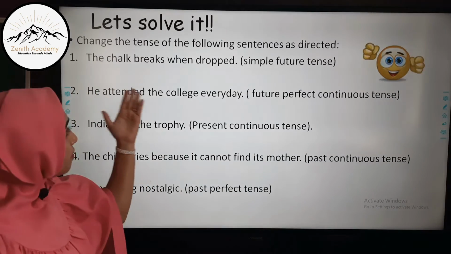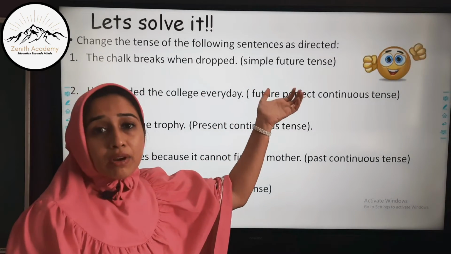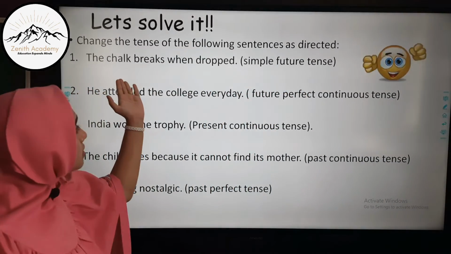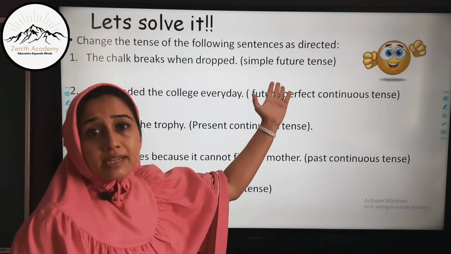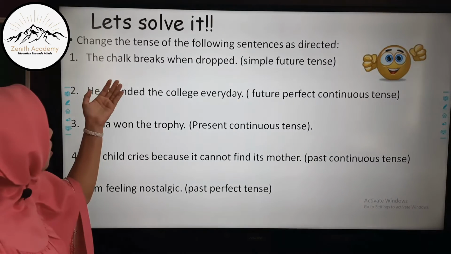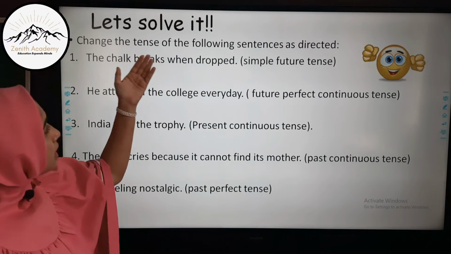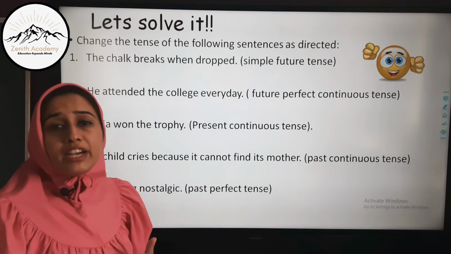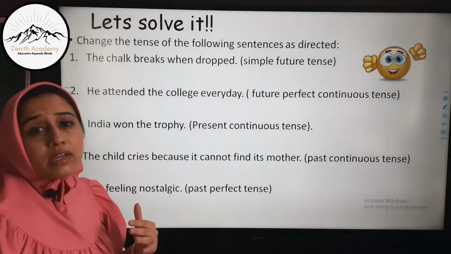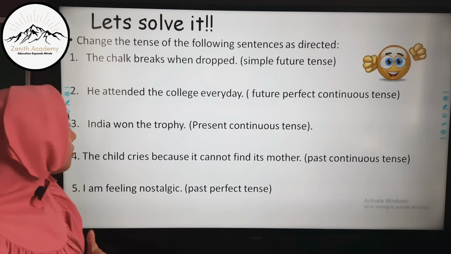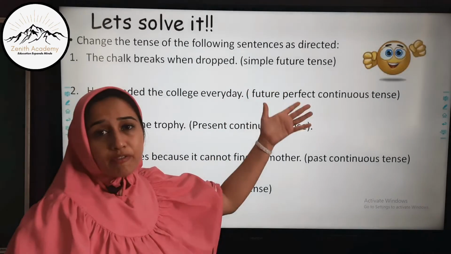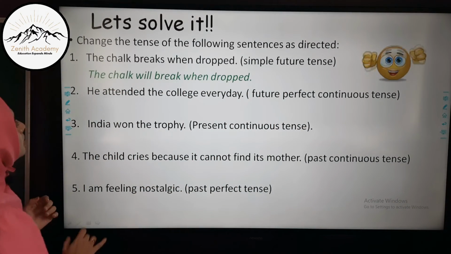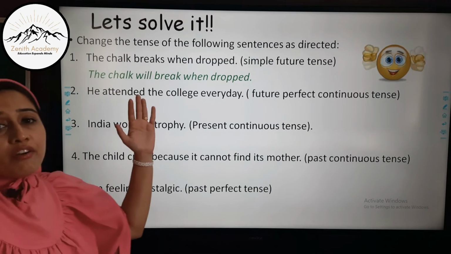A sentence is given and in brackets a particular tense is given. So you have to change this sentence according to the tense directed. The chalk breaks when dropped. Now when you read it, first you have to identify that the sentence given is in simple present tense. So you have to convert it into simple future tense. So it becomes, the chalk will break when dropped.